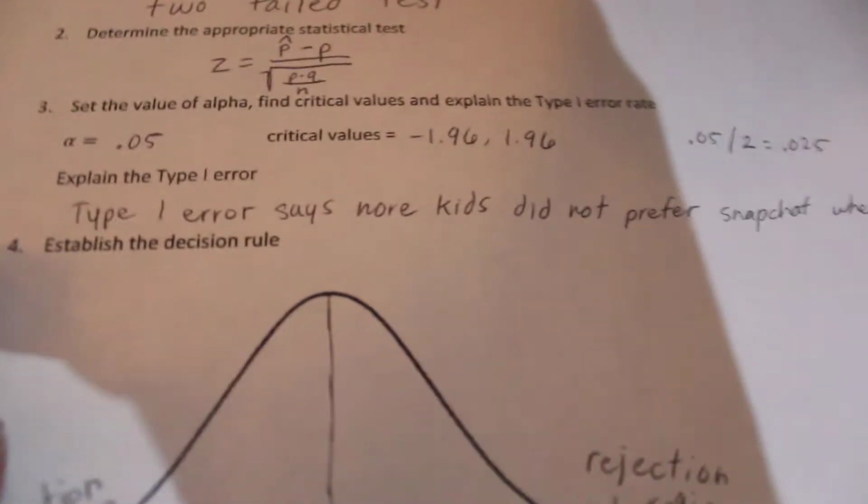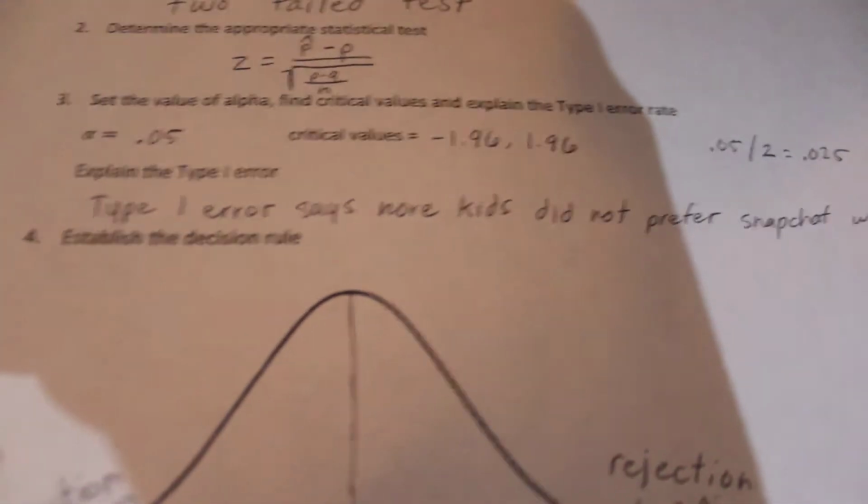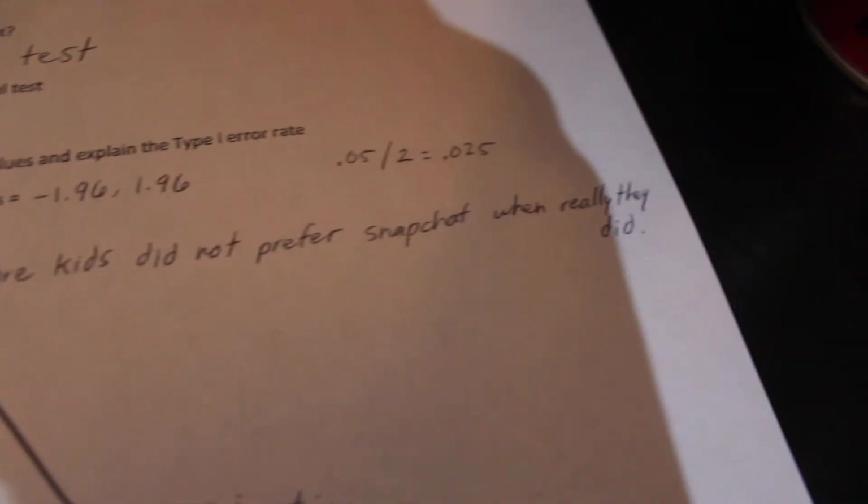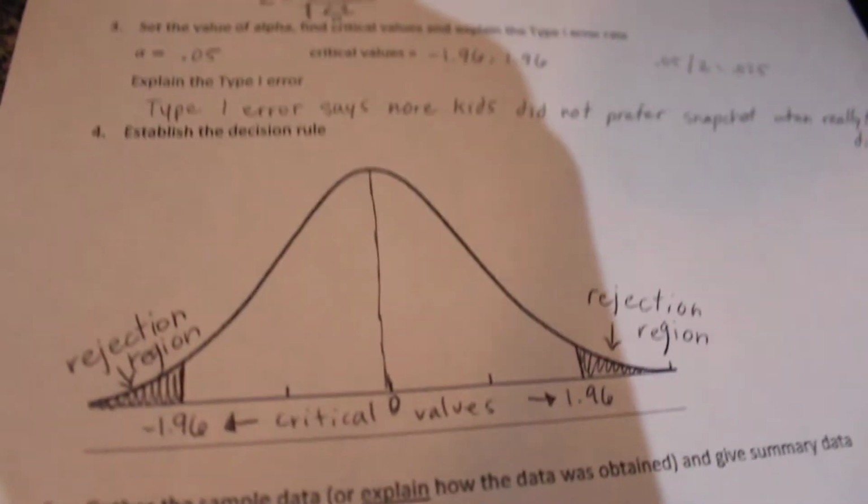So the type 1 error is basically saying that more kids do not prefer Snapchat when really they actually did prefer Snapchat.